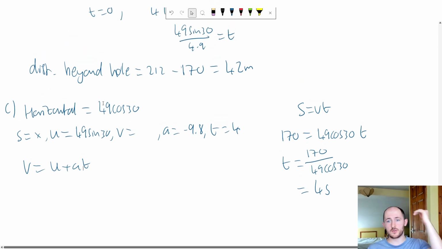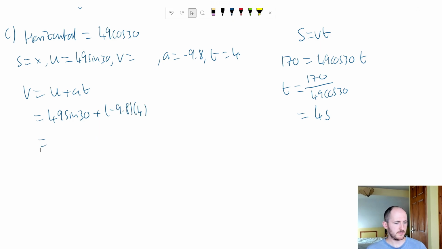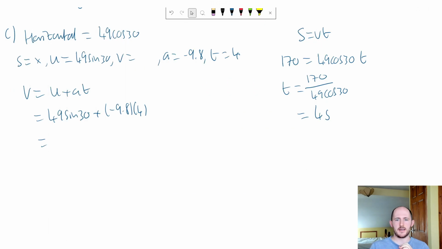So this is the horizontal component of my velocity. We want the vertical component of it now. So here we have 49 sine 30 plus negative 9.8 times 4. It's going to be a very ugly number, I've got a feeling, which is fine by me. 49 sine 30 plus 9.8 times 4, minus 14.7. Now, does that make sense?